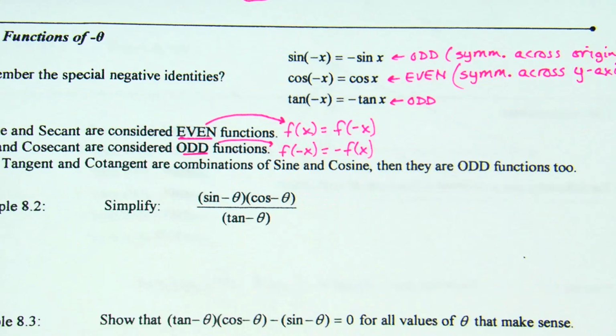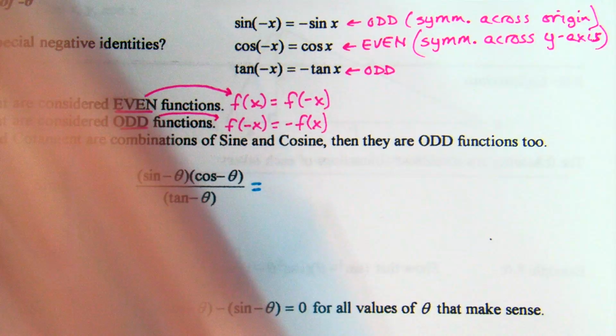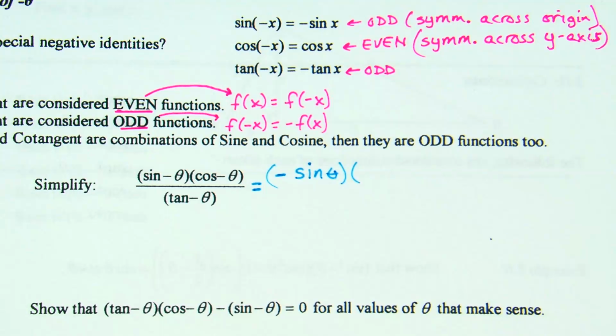Sine of negative theta times cosine of negative theta, all divided by tangent of negative theta. Well, what do you know about sine of negative theta? It is the negative of sine theta. Cosine of negative theta? It's just cosine theta. I'm just using my even-odd identities, right? That's what they were called, even-odd identities.